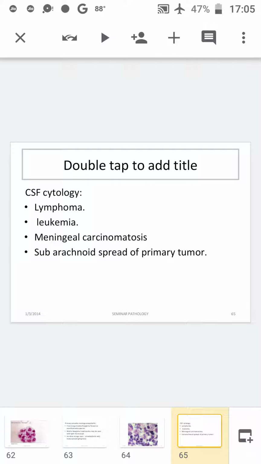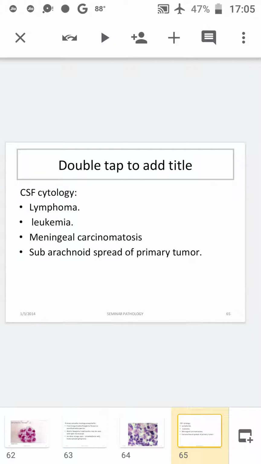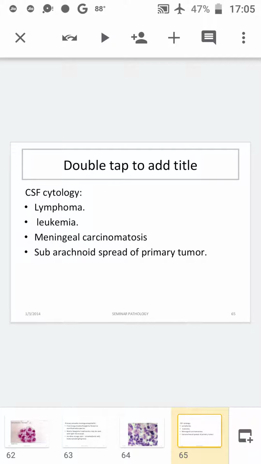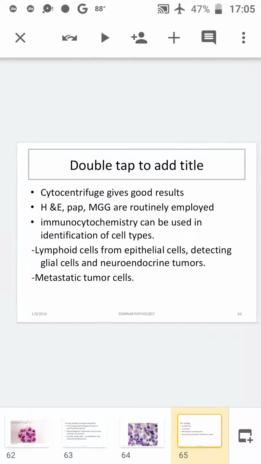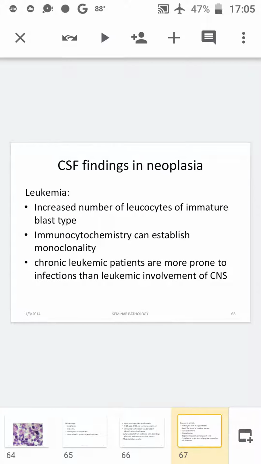Coming to CSF cytology, CSF cytology is to know whether any malignant cells are present in the CSF fluid or not. The common malignancies associated with the CNS are lymphoma, leukemia, meningeal carcinomas, and spread from the primary tumor. Okay, once you have got the CSF sample, you have to cytocentrifuge the sample and prepare 3 slides with 3 stains: H&E, PAP and MGG. Okay, then you have to look at the cells.